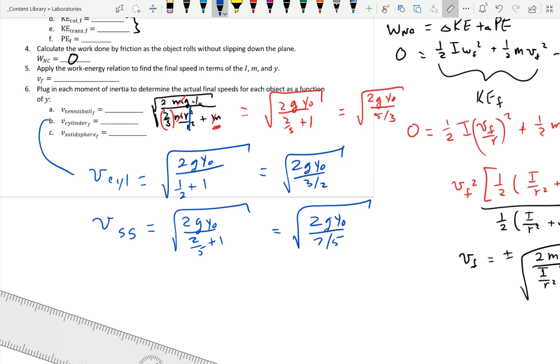The bigger thing we divide by means the slower speed. So the slowest one has the biggest denominator. The fastest one has the smallest denominator. Which of these numbers, 5/3, 3/2, or 7/5, is smallest? Okay, 3/2 is 1.5. What's 7/5? 1.4. What's 5/3? 1.67. So that means that it should be the solid sphere, then the cylinder, then the tennis ball.